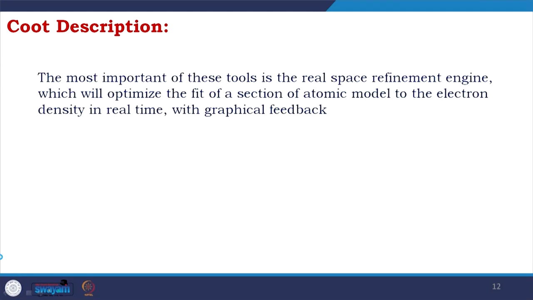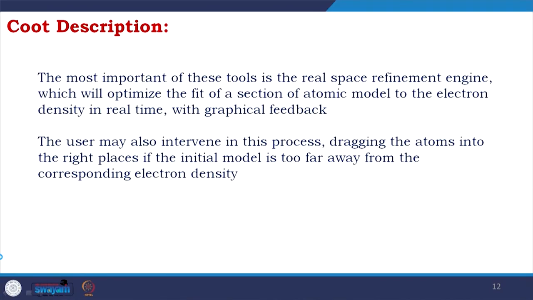The most important of these tools is the real space refinement engine, which will optimize the fit of a section of atomic model to the electron density in real time with graphical feedback. That is what I am talking about. You have the electron density, you build a model and then you allow the refinement, it will automatically fix up your errors based on the values which are in the library.